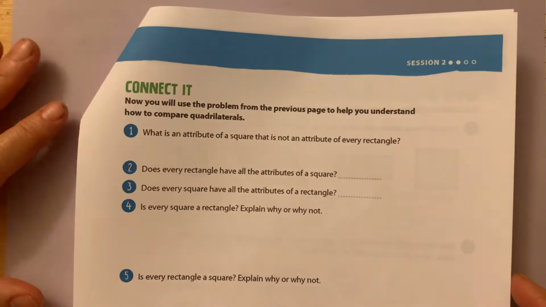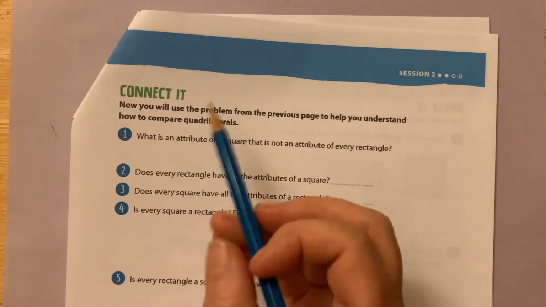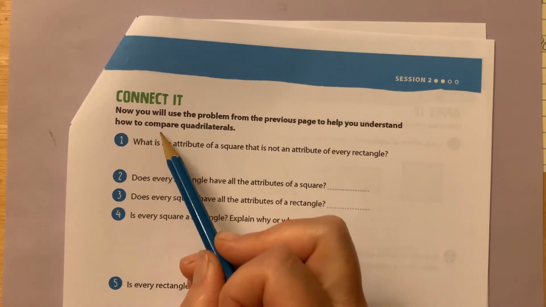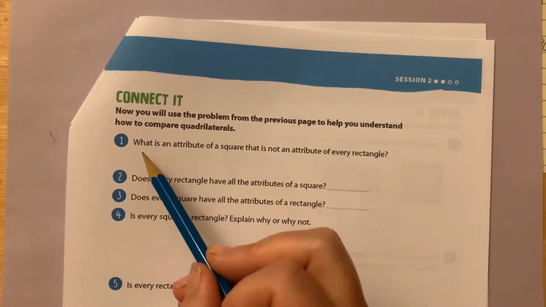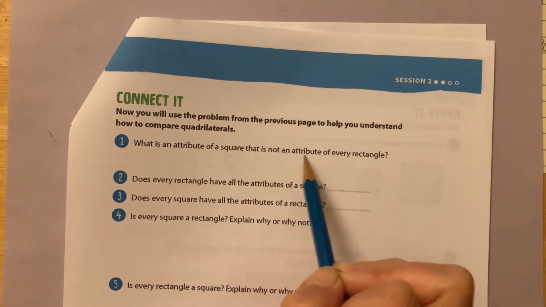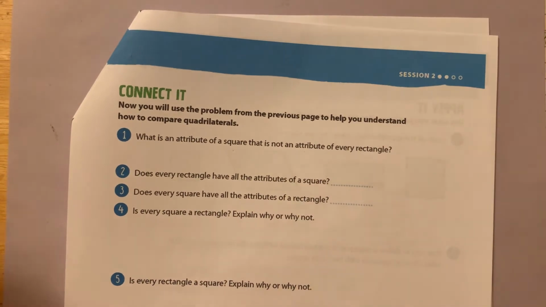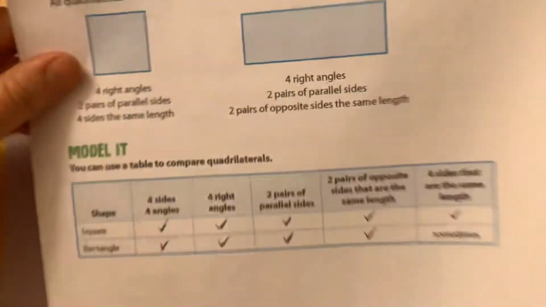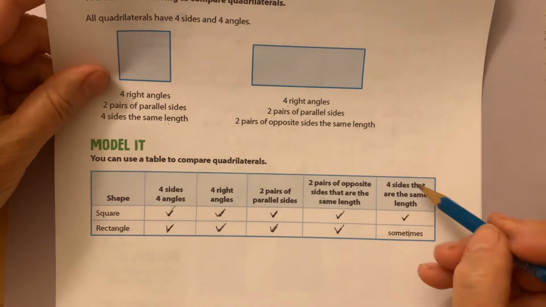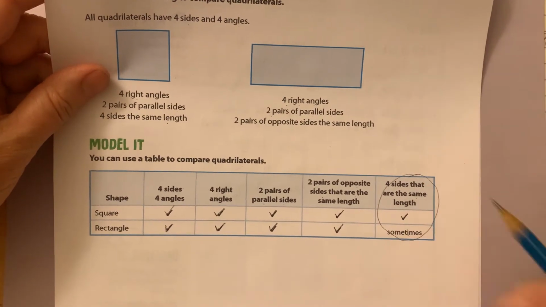Page 695. Connect it. You will use the problems from the previous page to help you understand how to compare quadrilaterals. What is an attribute of a square that is not an attribute of every rectangle? Let's go back here. What did we check off for squares that we didn't check off for the rectangles? They don't have 4 sides that are the same length. Not all the time.